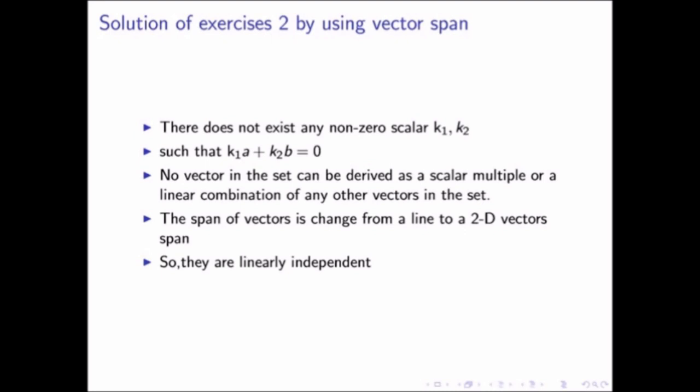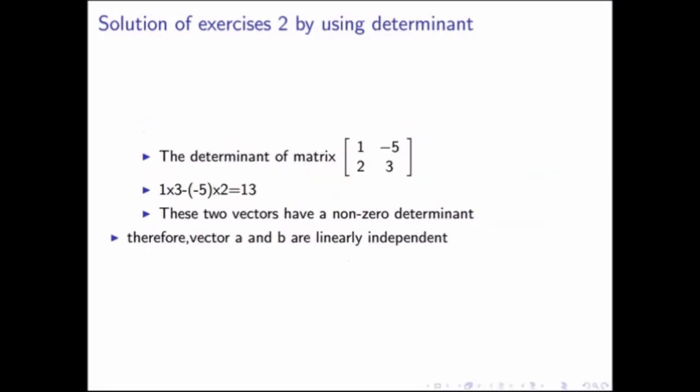We find that there does not exist any non-zero scalars k1 and k2 such that the equation is equal to 0. So, no vector in the set can be represented by a scalar multiple or a linear combination of any other vectors in the set. The span of the vectors changes from a line to a 2D vector span, so they are linearly independent. Also, we find the determinant of this matrix which combines the two vectors. It is not equal to 0, so vectors A and B are linearly independent.